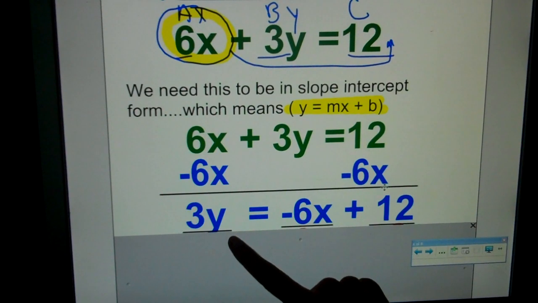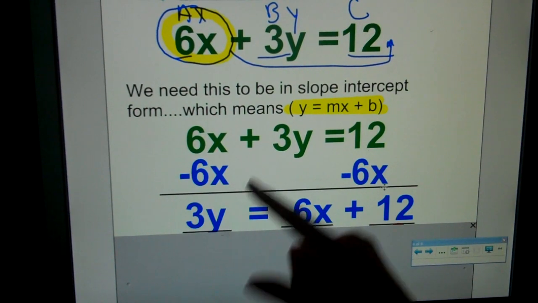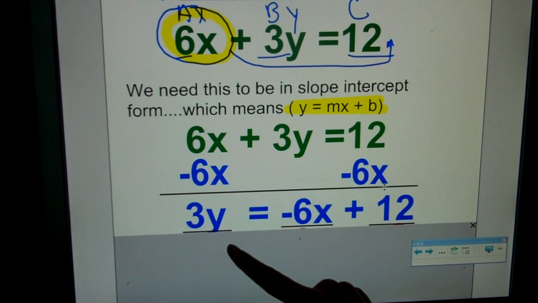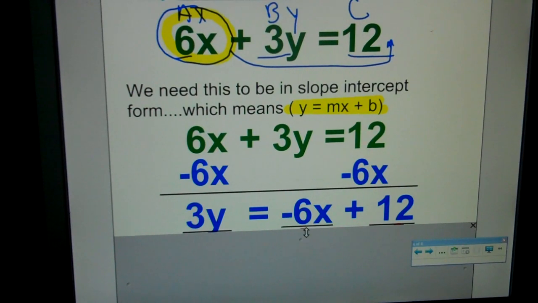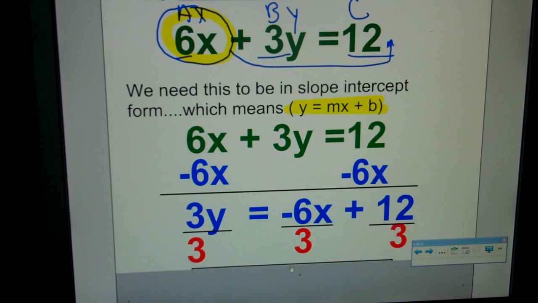Here I have 3y. I need to get rid of 3y. What's the inverse of multiplication? It's division. And if I do it to one side, I have to do it to the other. And look at this. I have to do it to everything. 3 divided by 3, well, we know those are going to cancel, and I'm going to be left with y. I have to divide negative 6 divided by 3. I have to divide 12 divided by 3. Go ahead and do that and see what you get.